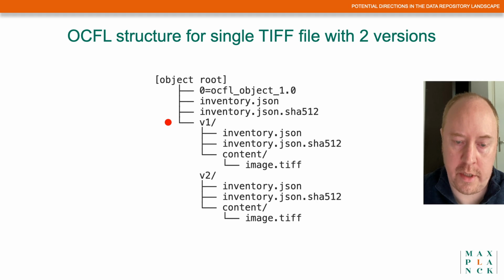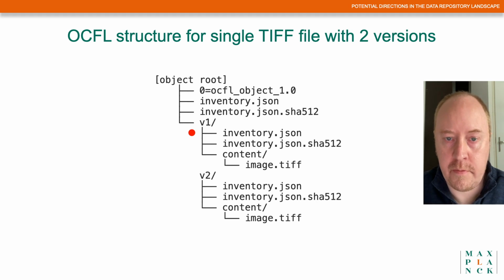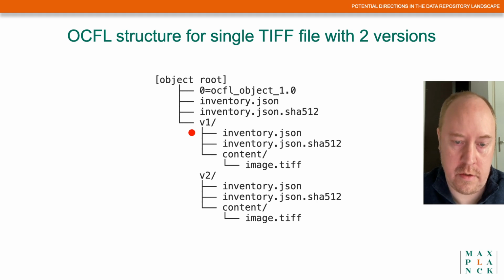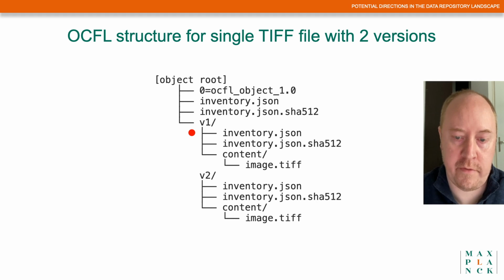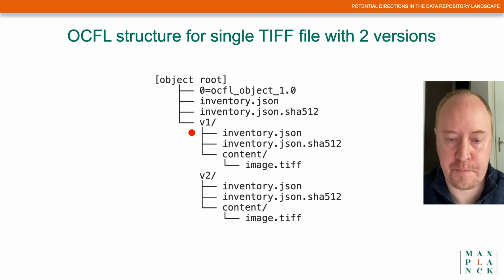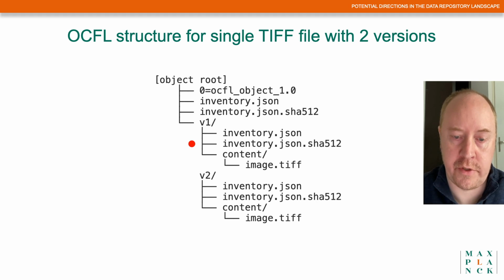In that folder is a content folder, and that content folder contains, in this case, this TIFF image for version 1 and also a newer version, version 2. Then there is this inventory file, which contains the inventory of what this structure contains. So it contains the names as well as checksums for those files, such that you can verify whether the file is still intact. And there's also a checksum file for the inventory itself, such that you can verify that the inventory is still intact. And this is then the same for version 2.